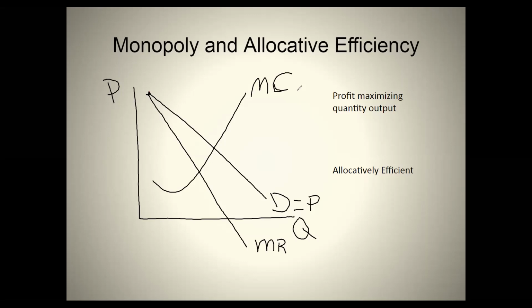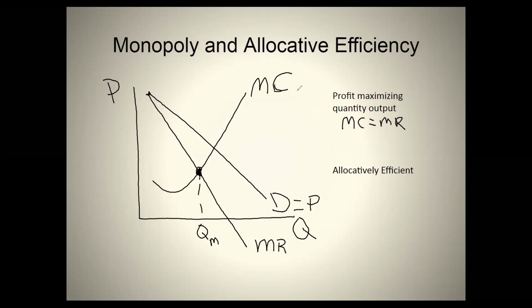So if the firm does what it naturally wants to do, which is maximizing its profit, it will choose to produce where the marginal cost is equal to the marginal revenue. So where is this? This is right here. So the firm wants to be producing at MC equals MR. We make decisions at the margin. So the monopolist will produce this quantity.